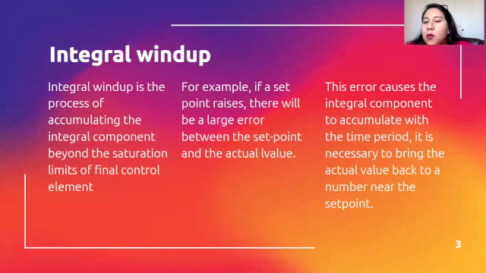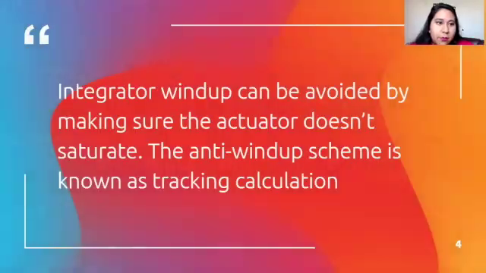For example, if a set point rises, there will be a larger error between the set point and the actual value. This error causes the integral component to accumulate with the time period. It is necessary to bring the actual value back to a number near the set point. An integrator windup can be avoided by making sure the actuator doesn't saturate. The anti-windup scheme is known as tracking calculation.